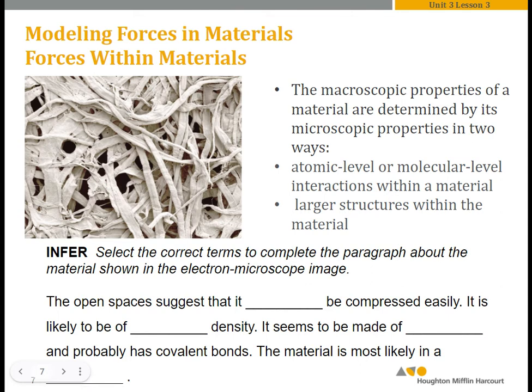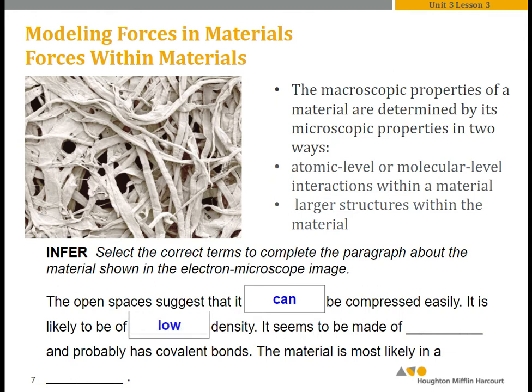So let's look at this image. This is an image taken by an electron microscope, so it's a very, very zoomed in image. We can say that the open spaces suggest that it can be compressed easily, right? Because if you can push the solid parts together, then it can be compressed. So this is an object that can probably be compressed easily.